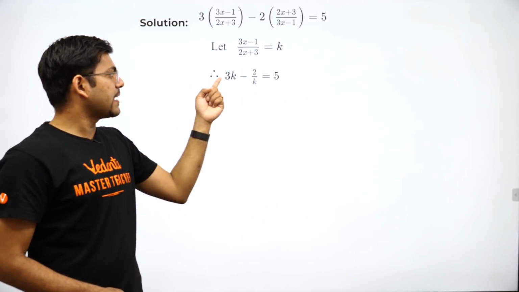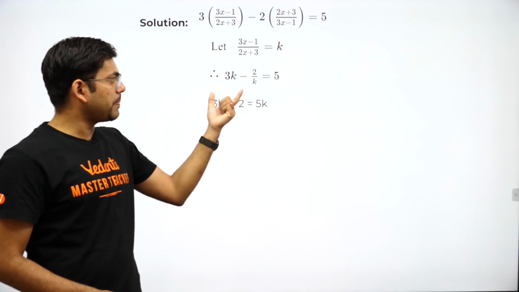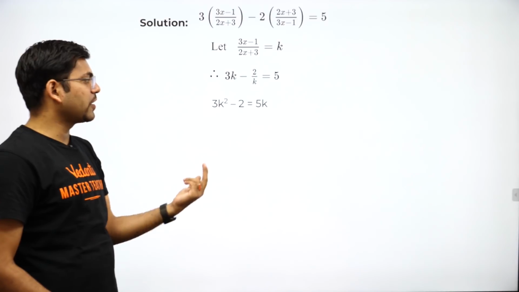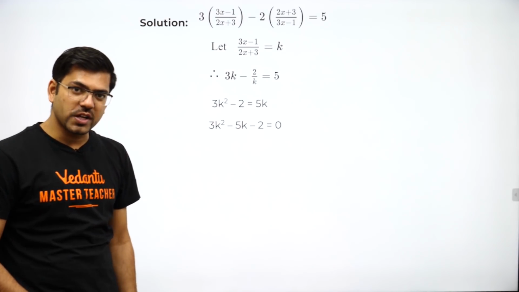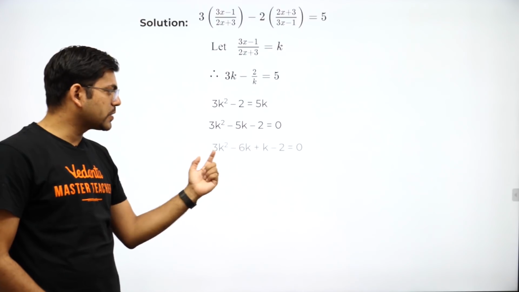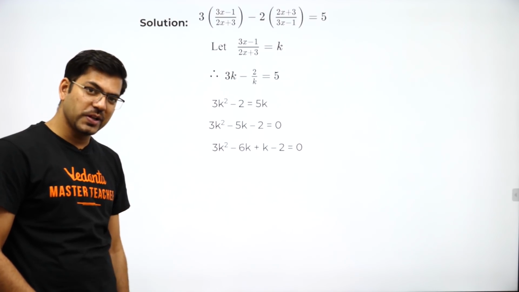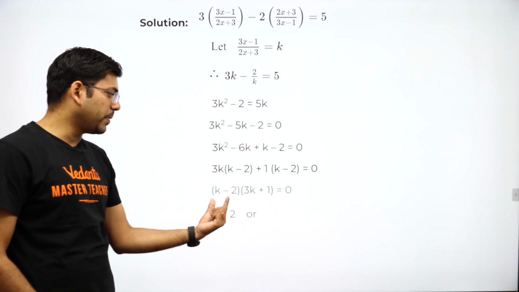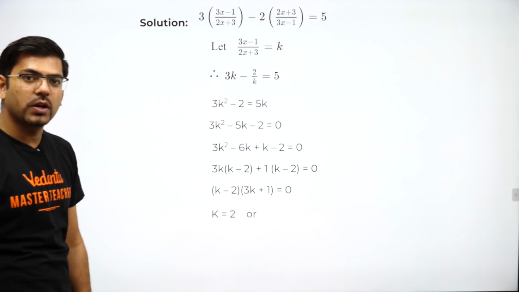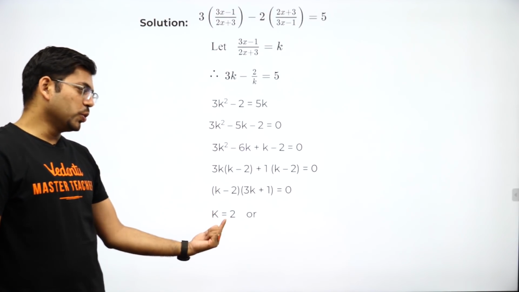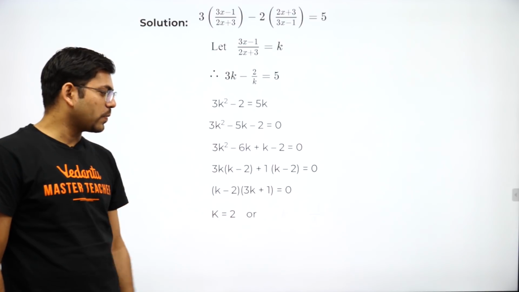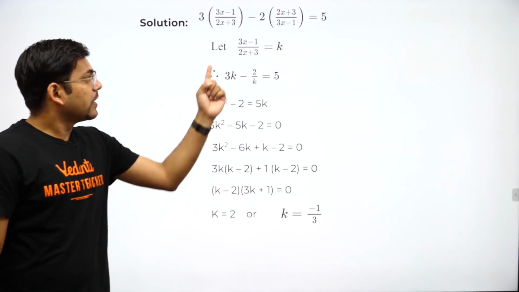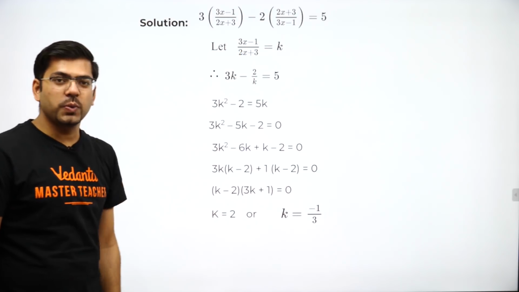Now taking the LCM, it will be 3k square minus 2, and divided by k will go to this side, it will become 5k. Bringing this 5k to this side, this becomes the quadratic equation. Now you will solve it: 3k square minus 6k plus k minus 2, and taking the common factors, k minus 2 will be common, and you will get (k minus 2) into (3k plus 1) equal to 0. The first zero is k equal to 2, or the second zero is k equal to minus 1 upon 3.